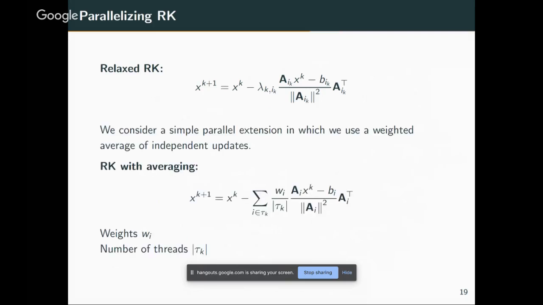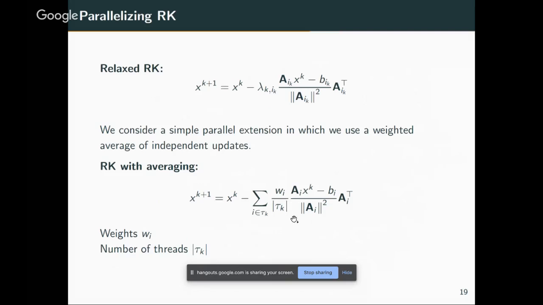So we have been considering a simple parallel extension in which we use a weighted average of independent updates. Here we have the same Kaczmarz update where we take a weighted average over some set of independent updates. Tau sub k indicates the set of indices that are considered at each update, and these w_i are weights that correspond to each of the rows in the system.